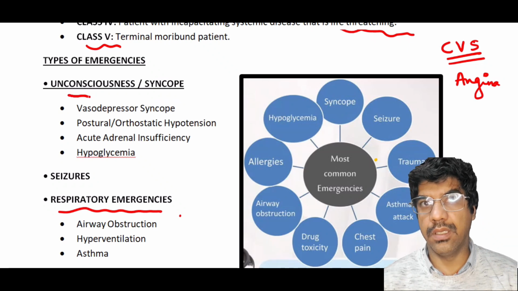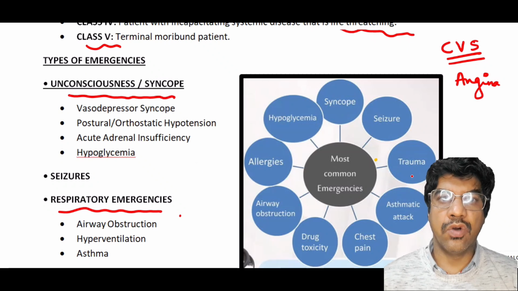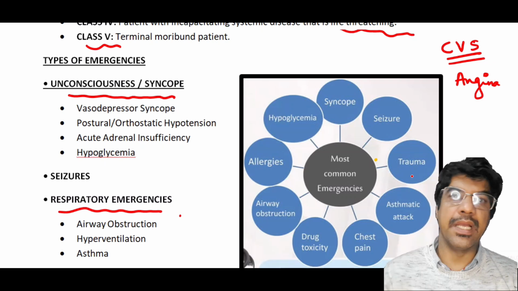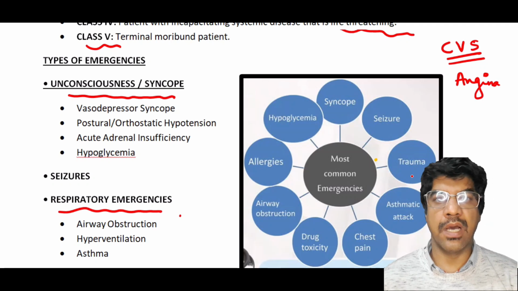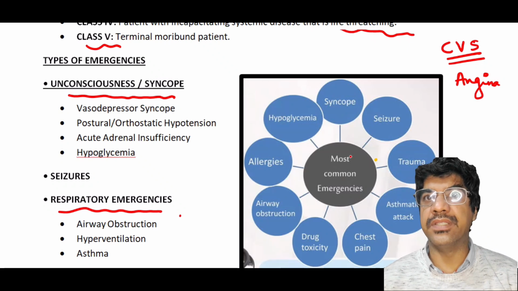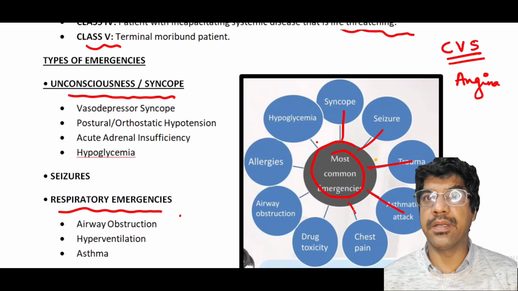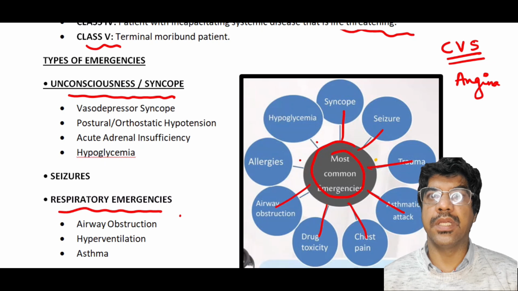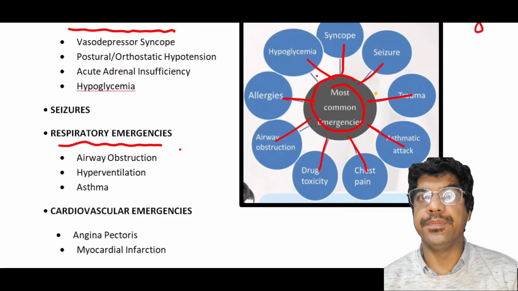The nervous system disorders could be epilepsy, syncope, etc. The metabolic diseases like diabetes, cholinesterase inactivity, endocrine malfunctions like hypothyroidism, hyperthyroidism. So these are the most common emergencies that could occur: syncope, seizures, trauma, asthmatic attacks, chest pain, drug toxicity, airway obstruction, allergies, or hypoglycemia. So we will discuss them one by one.